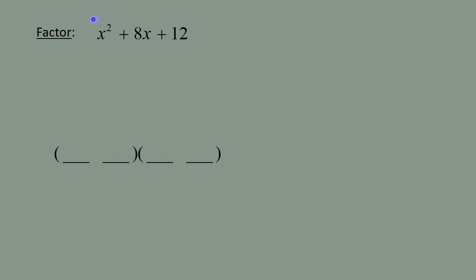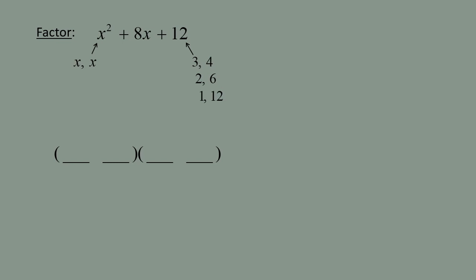We'll begin with the leading term x squared. That can be factored as x times x, and those factors must go in the first positions of the two binomials. Then we look at the factors of the last term in the trinomial, 12, and these factors will have to go in the second positions in the binomials.